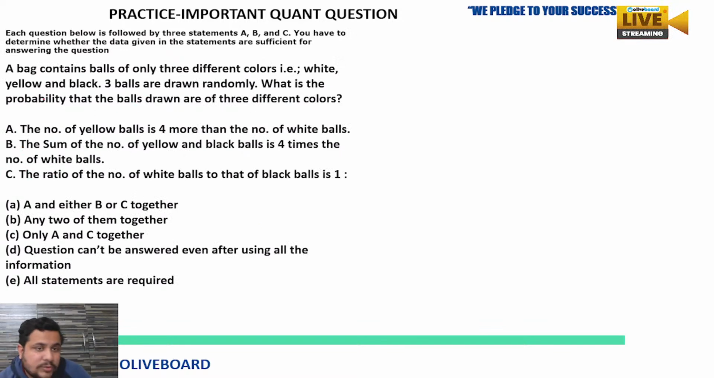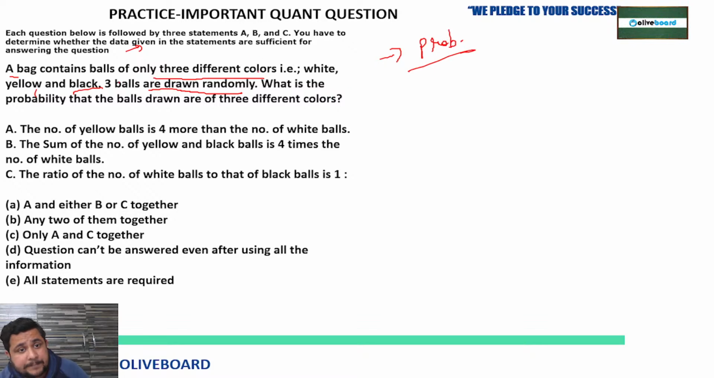Now let's move on to the next one. Each question will be a similar kind of question, data sufficiency based, as you can see in the instructions. So the question is: a bag contains balls of only three different colors: white, yellow, black. Three balls are drawn randomly. So which chapter is it from? It is from probability. So what is the probability that the balls drawn are of three different colors?